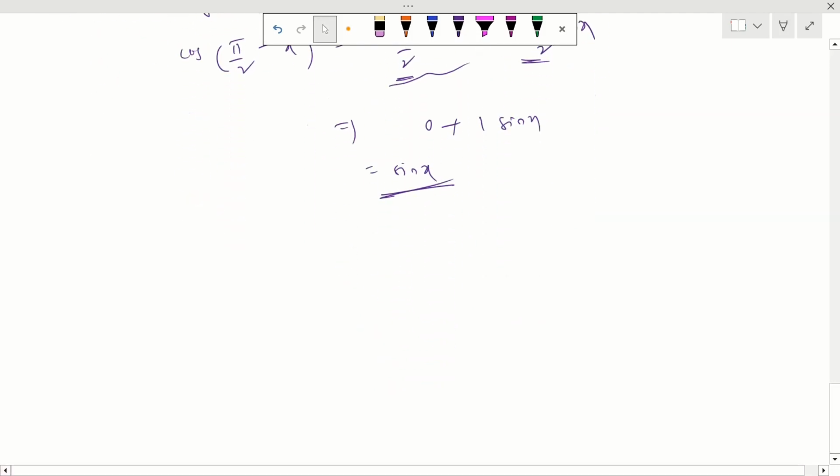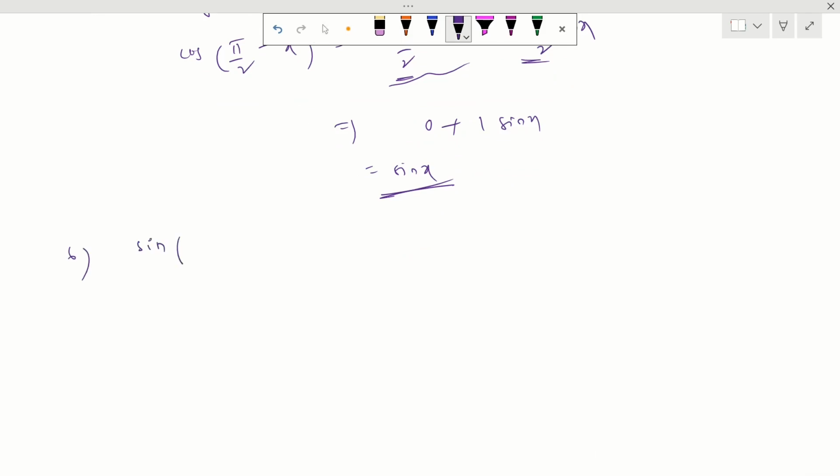Now we'll discuss the sixth formula: the sine of pi by 2 minus x is equal to cos x. We need to prove this one. How can we prove this one? So we know that.